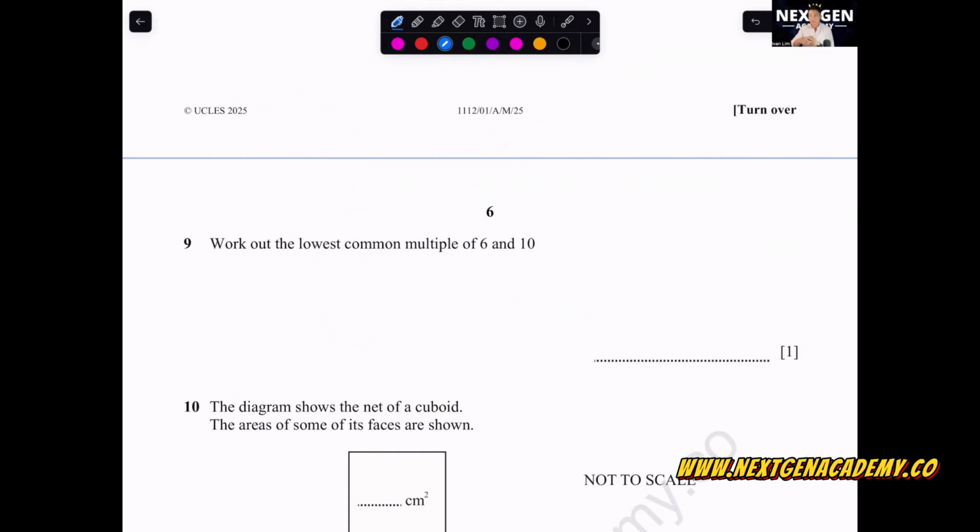60. Okay, is it 60? 6 times 10? Okay, Jensen says 30. How do you get 30? Okay, Ethan says 2. What is LCM? What is HCF? Okay, Brandon says 30. Ariel says 4. Ooh, how come so many answers?